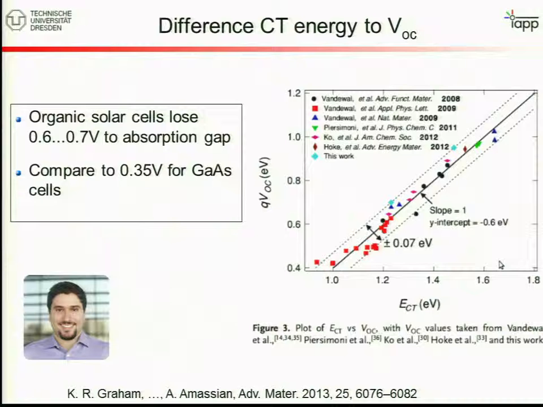To discuss that in a little more detail, I'm taking here some data from a recent paper, which is also partly from my colleague Aram Amassian at KAUST. And what they plotted is the open circuit voltage of organic solar cells, versus the energy of this charge transfer state. And basically, you see they correlate very nicely with a shift which is about 0.6 volts, and compared to the absorption gap, which is again a little larger than that, the best organic solar cells lose about 0.6 to 0.7 volts compared to the absorption gap.